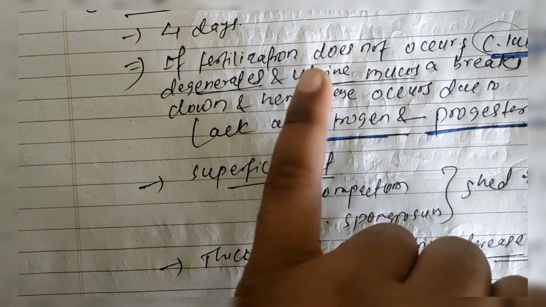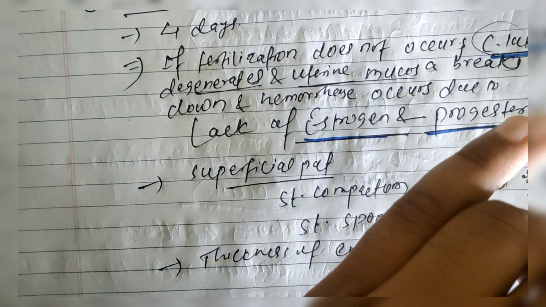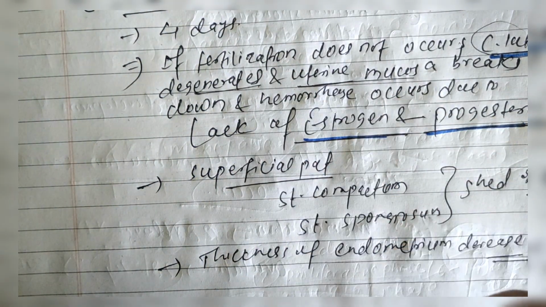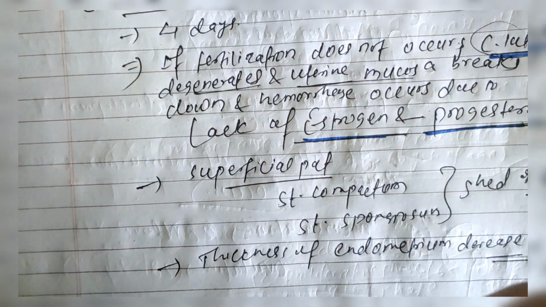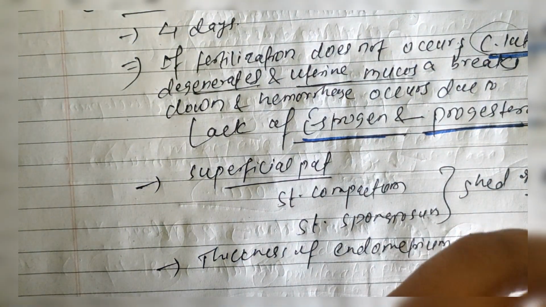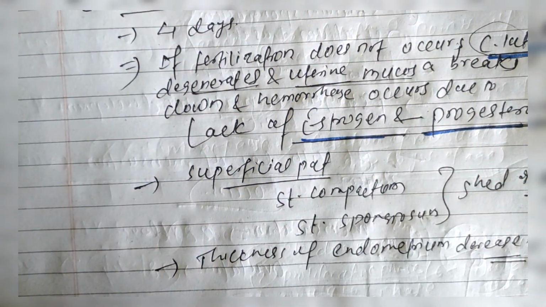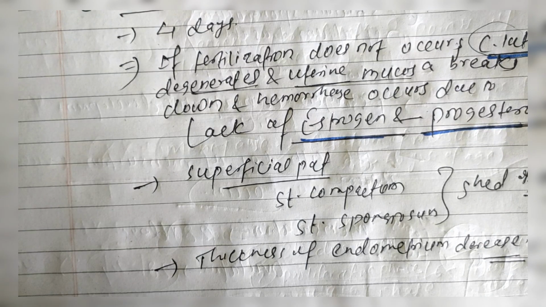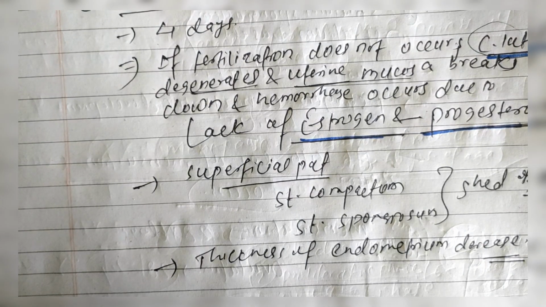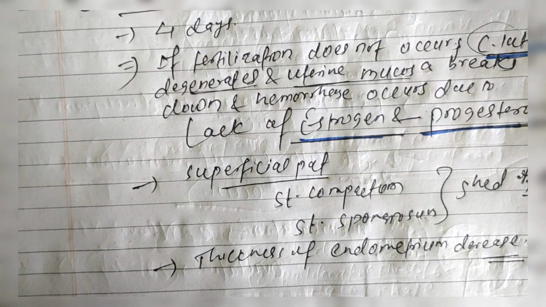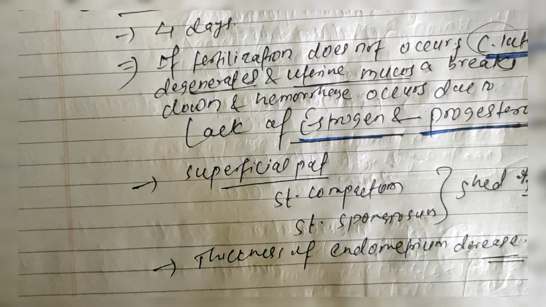And if fertilization occurs, then there will be a stoppage of the menstrual cycle, because the corpus luteum does not degenerate and continues to secrete the estrogen and progesterone. So these all are about the menstrual cycles.